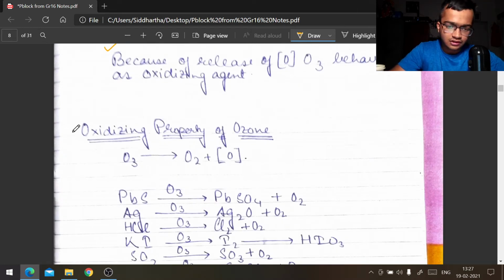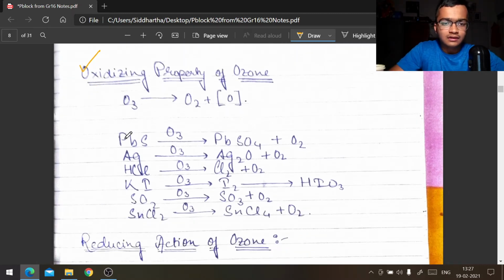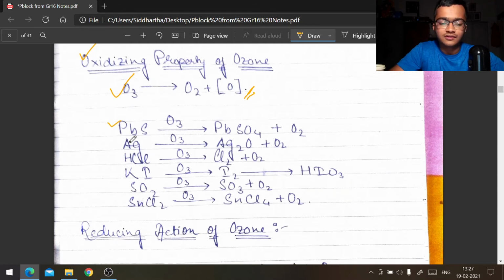Okay, now coming to the oxidizing power of ozone. Now let's see how ozone is oxidizing a few metals. Okay, now O3 gives O2 plus nascent oxygen, which is responsible for oxidizing the other elements. Now PbS plus O3 gives PbSO4 plus O2, Ag plus O3 gives Ag2O and O2.